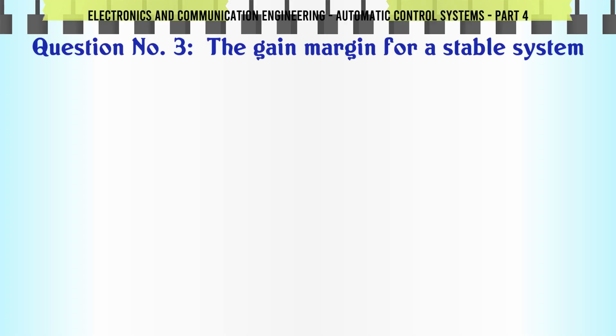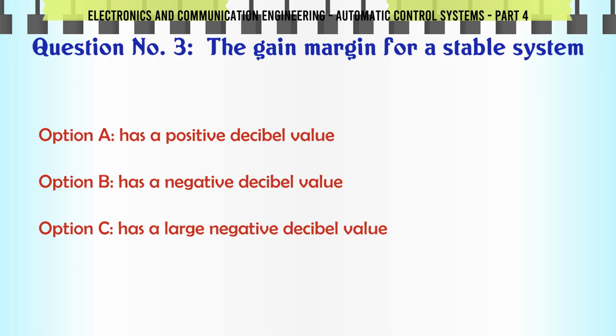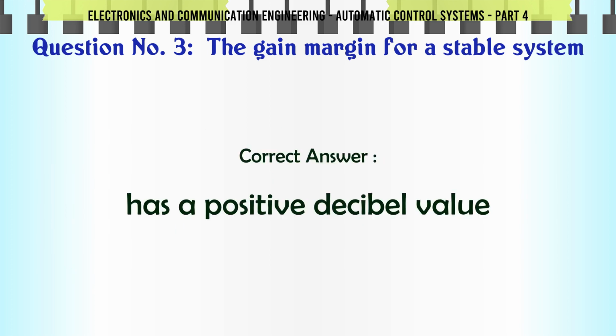The gain margin for a stable system: A. has a positive decibel value. B. has a negative decibel value. C. has a large negative decibel value. D. None of the above. The correct answer is has a positive decibel value.